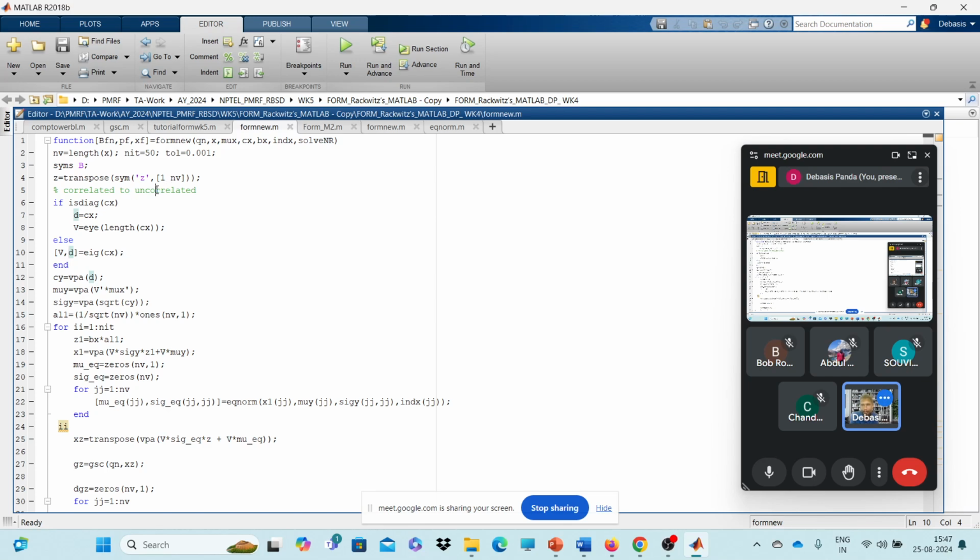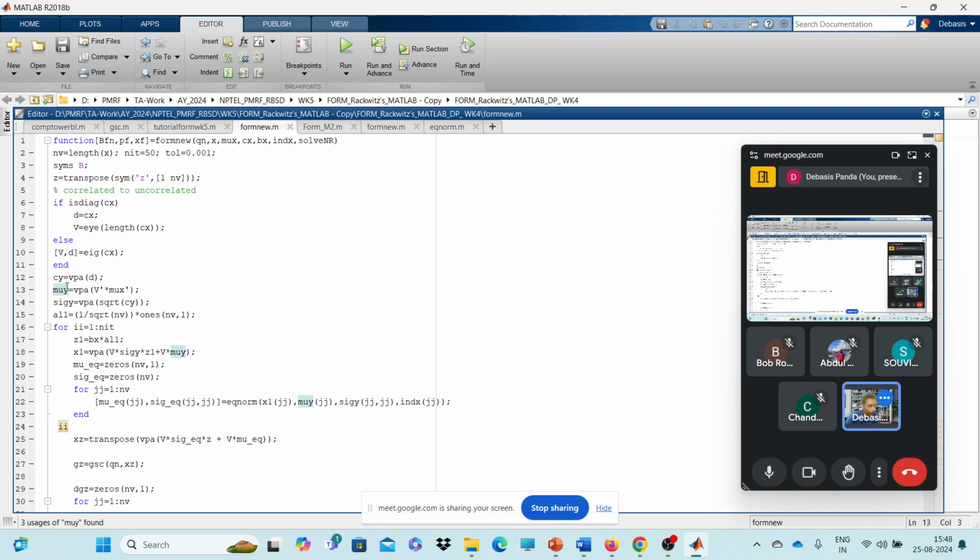So in that portion, the function file will check whether your input covariance matrix is correlated, that means whether it is diagonal. If diagonal, then we don't need to perform the eigenanalysis. If not, then do the eigenanalysis.